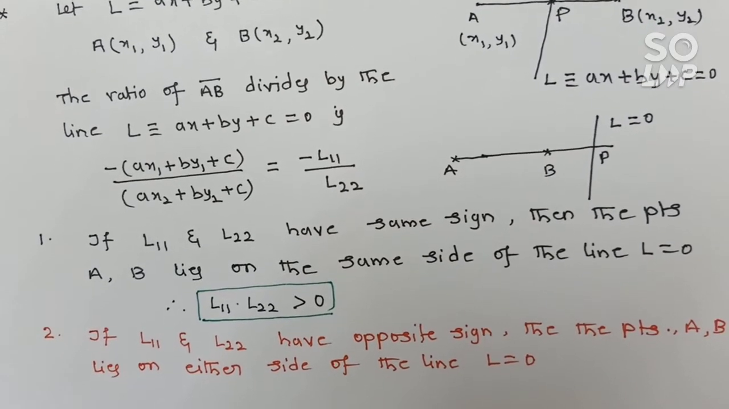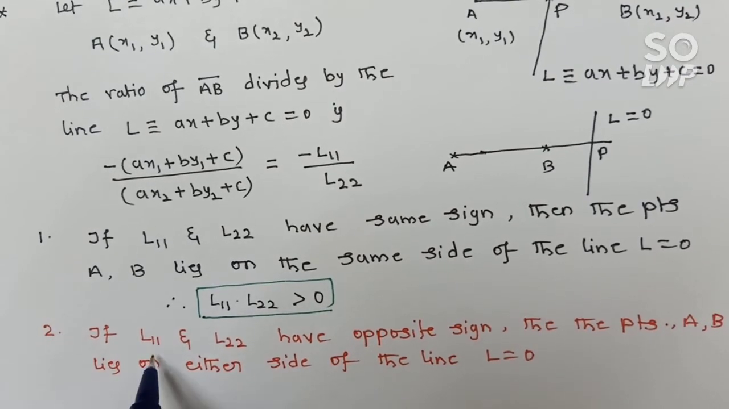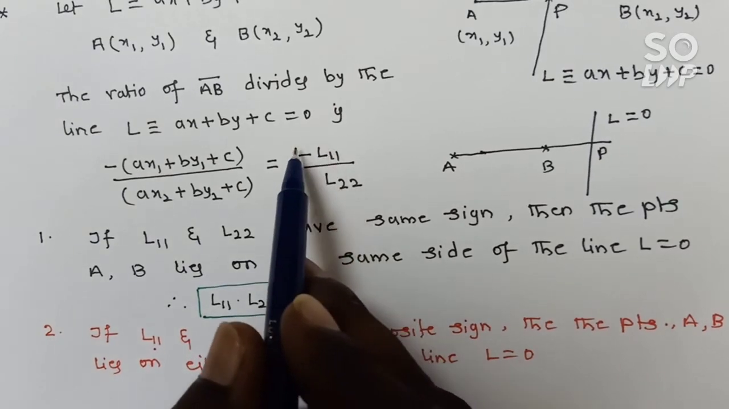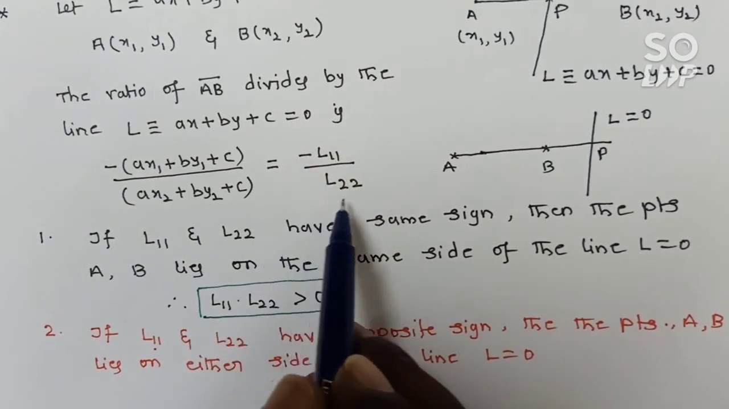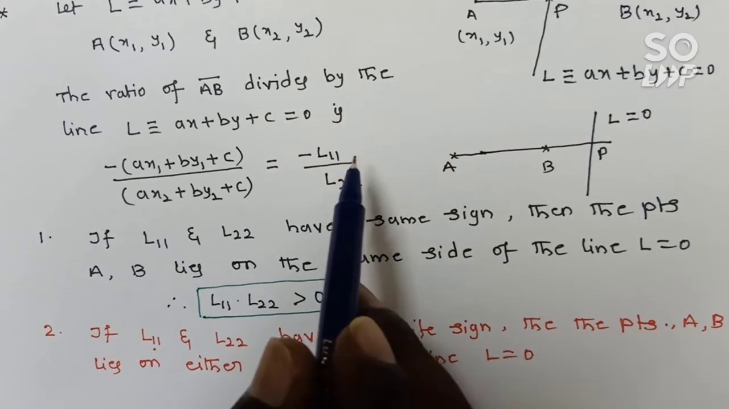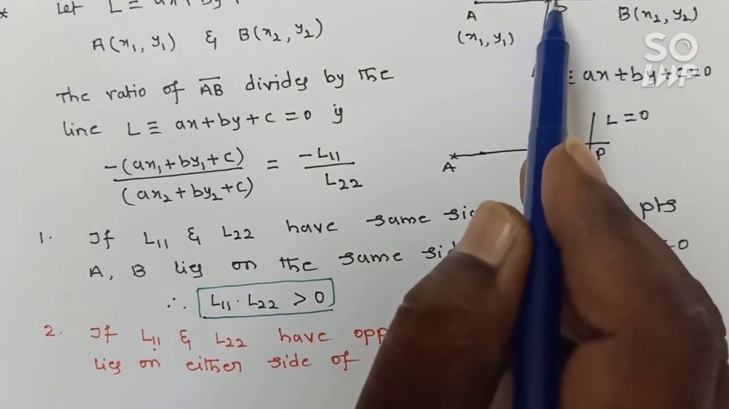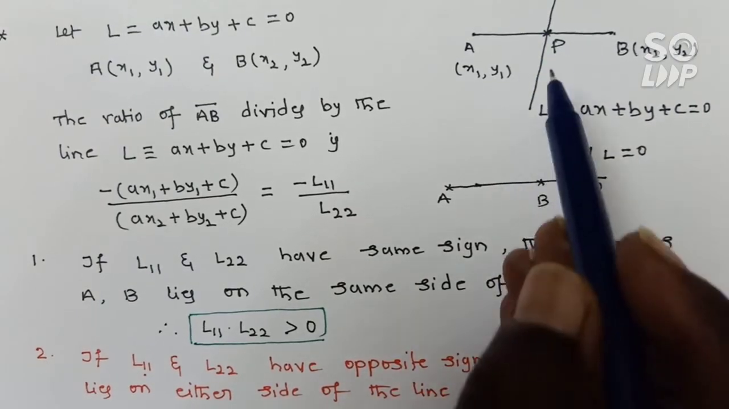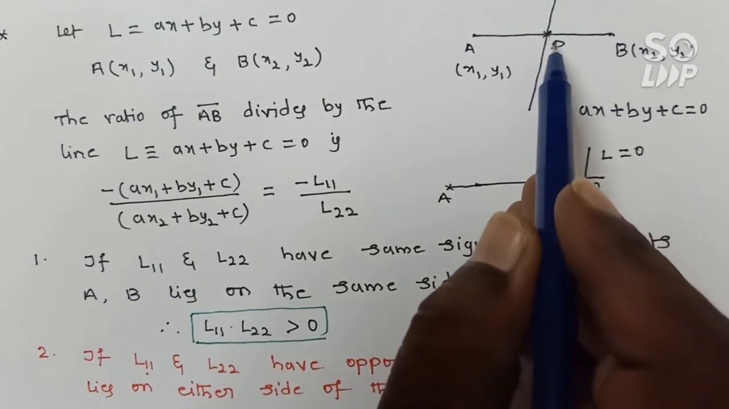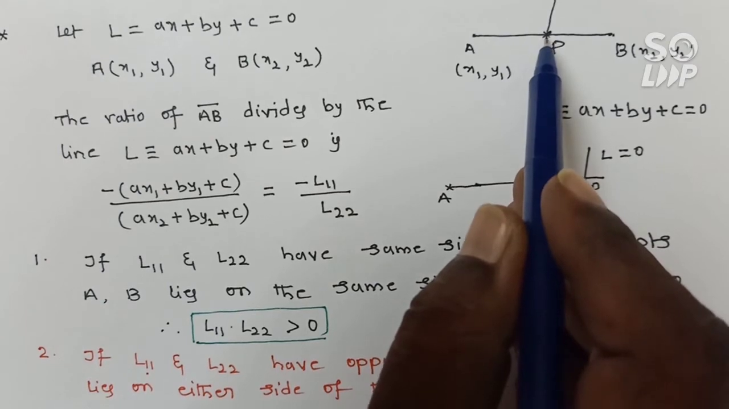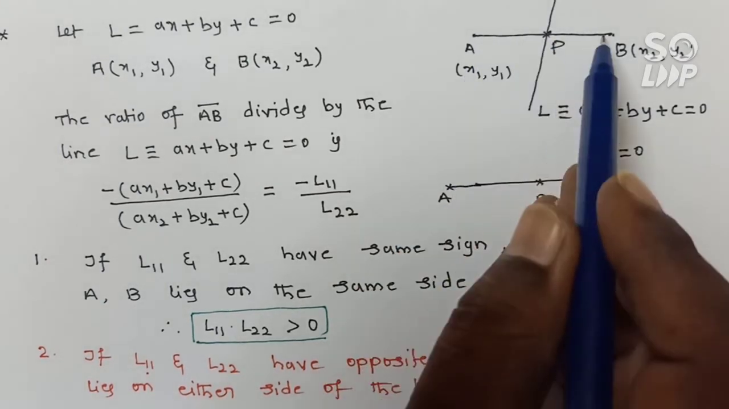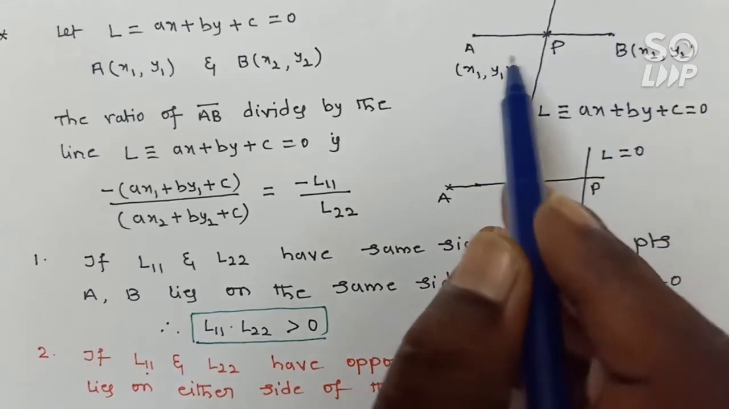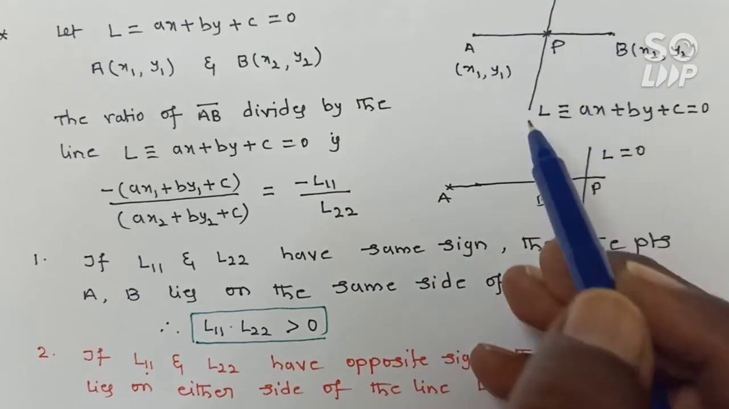So here we can understand that if L11 and L22 have the opposite sign, obviously this ratio will be positive. When this ratio is positive, the point of intersection will be internal to AB, from figure 1. So in that figure 1, the point of intersection is P. If it is internal to AB, it means A and B are on either side of the line. So clearly these points are on either side of this line.